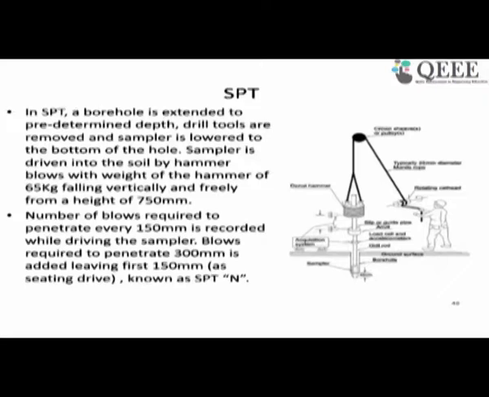So you calculate the number of blows for each 150 millimeter drive, and then you leave the first 150 millimeter and add the next 150 and 150, that is 300 millimeter, and the total number of blows is basically the SPT N. This has a tremendous importance in geotechnical engineering, and especially in site investigation. This SPT N comes out of these 300 millimeters of penetration of the sampler.